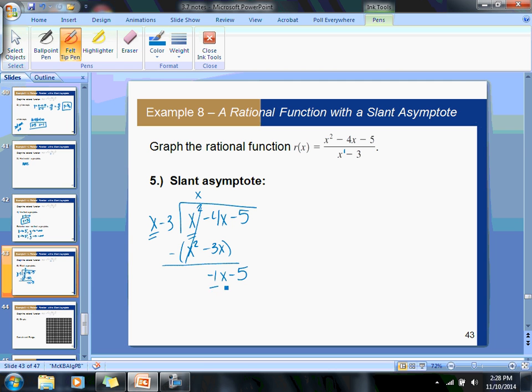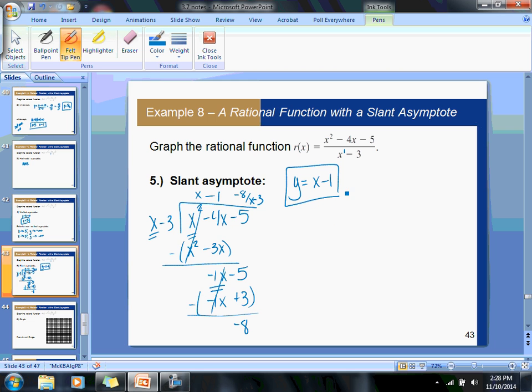And then x times what is negative 1x? Well, that's a minus 1. Then I distribute, so I get negative 1x plus 3, and then I subtract those. Those are going to cancel, and then I get a negative 8. Now, the negative 8 is going to be my remainder, and really, I'm not worried about the remainder at all. I'm really just worried about my first two terms here, the x and the minus 1. Once I have that, I'm going to write the equation for my slant asymptote: y equals x minus 1. And it's going to be in slope-intercept form.